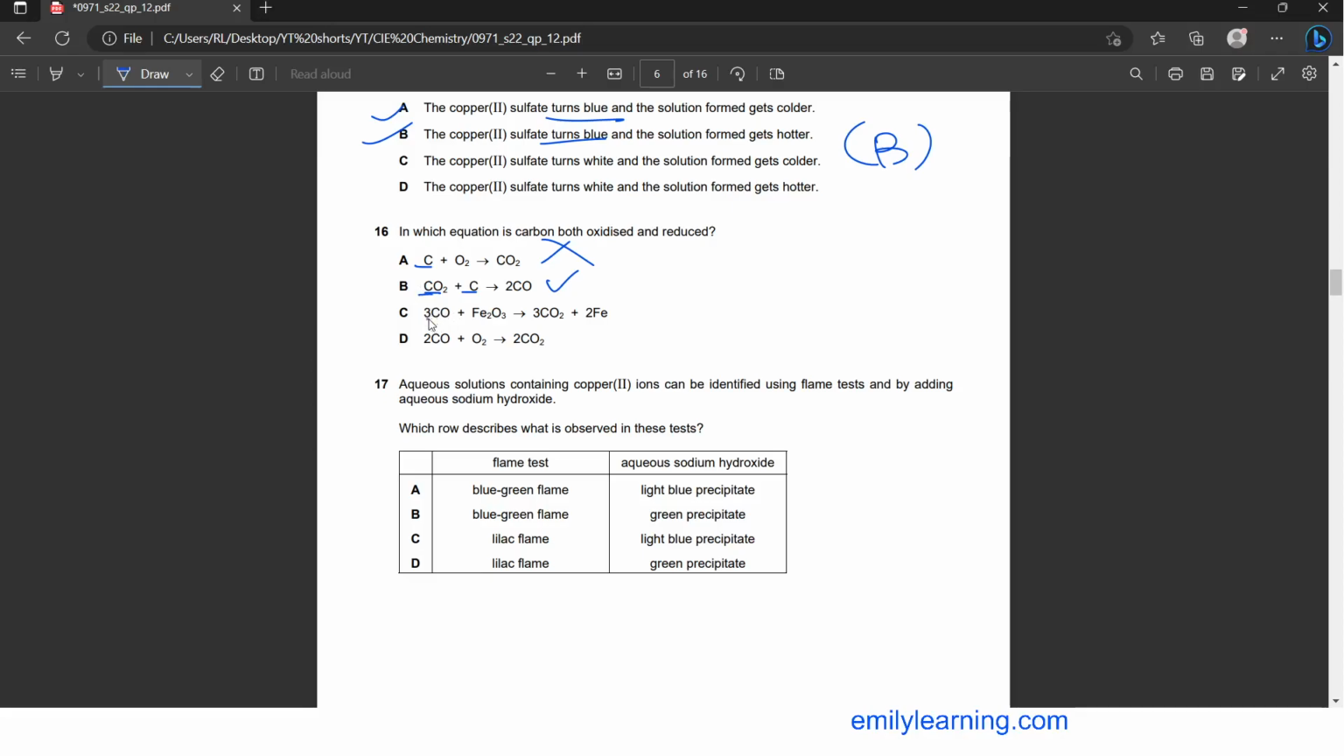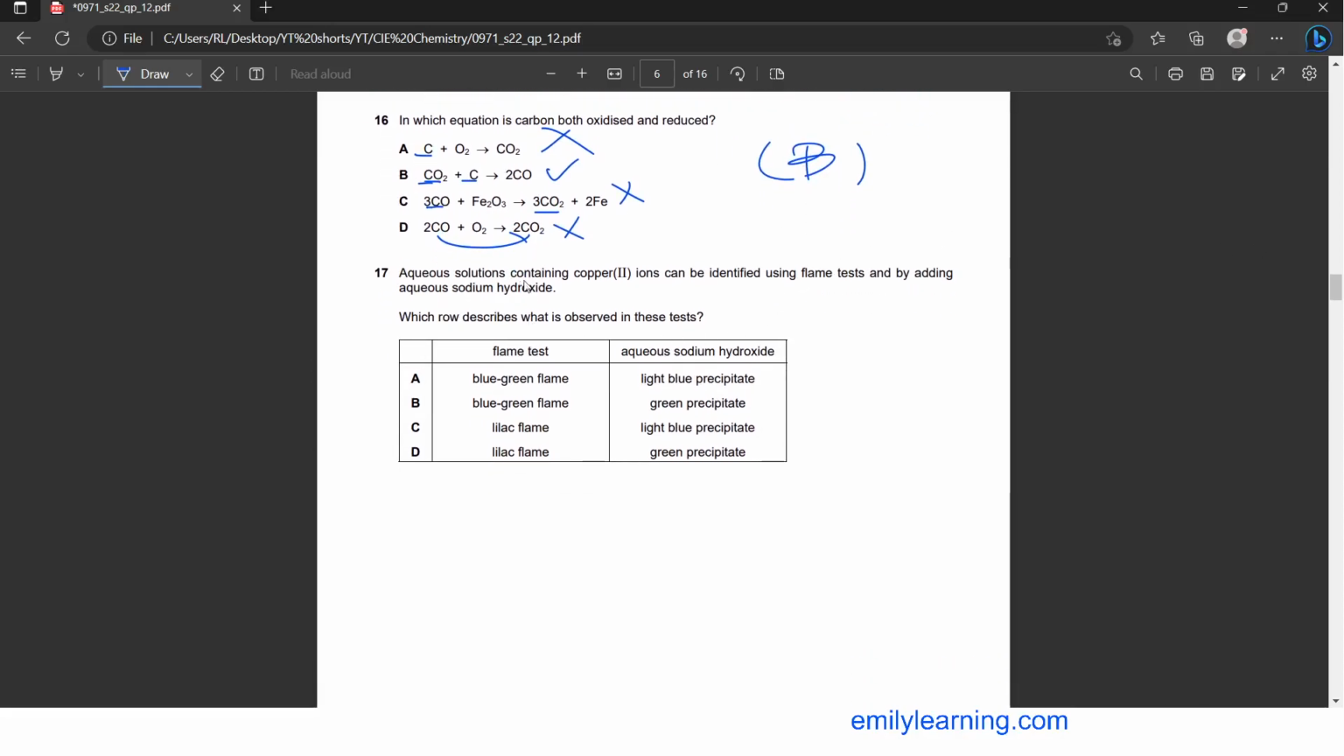Let's move on to this. You have CO becomes CO2. It gains oxygen, so it's being oxidized. You do not have it becoming anything else, so therefore this is wrong. You have CO becomes CO2, so it's being oxidized, nothing else, so it's only oxidation, no reduction. So the answer for 16 is B.